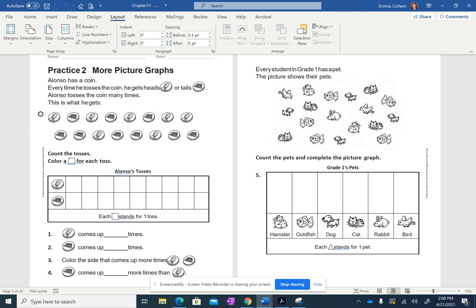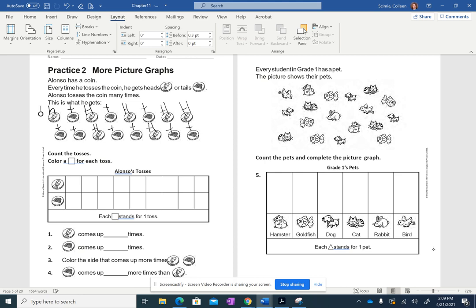More picture graphs. Alonzo has a coin. Every time he tosses the coin, he gets heads or tails. Alonzo tosses the coin many times. This is what happens. So let's take a look here. I'm going to put an H for heads and a T for tail. So he gets heads, tail, heads, tail, heads, heads, tail, tail, heads, tail, tail, heads, tail, tail.